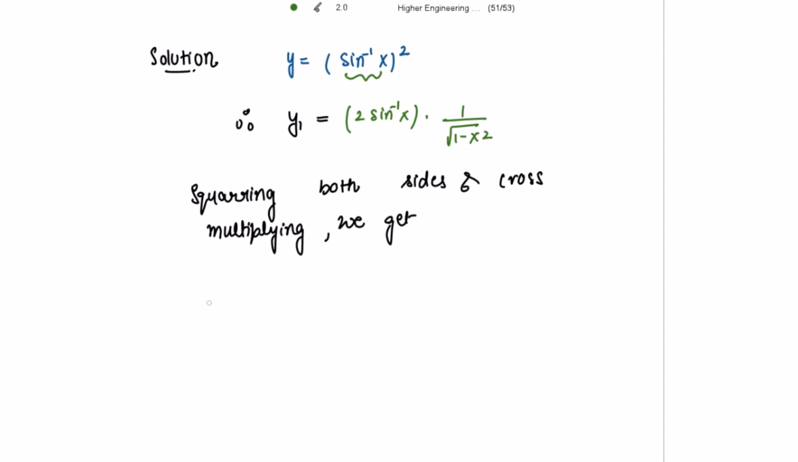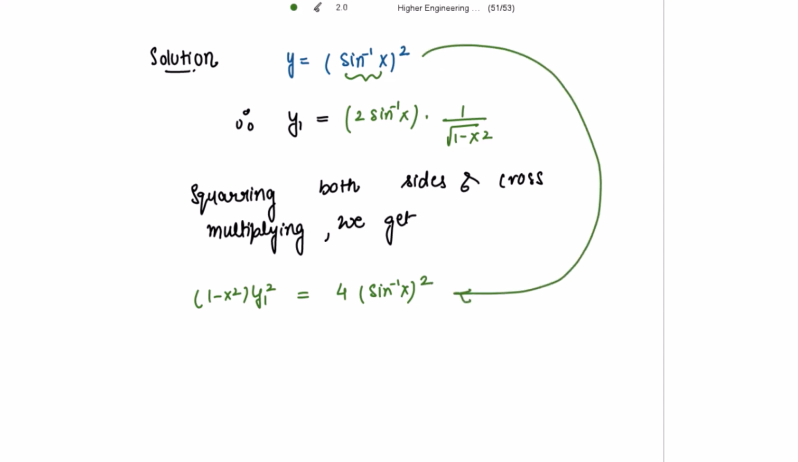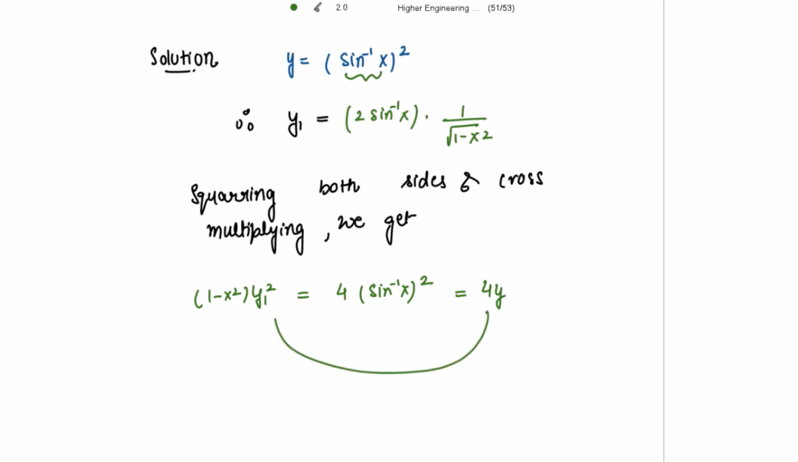We get 1 minus x square into y1 square equal to 4 times sine inverse x whole square. And now I can use this y equal to sine inverse x whole square over here. So this is equal to 4y, right? Taking this 4y to the other side, we get 1 minus x square into y1 square minus 4y. Please remember here y1 is your first derivative of y with respect to x.